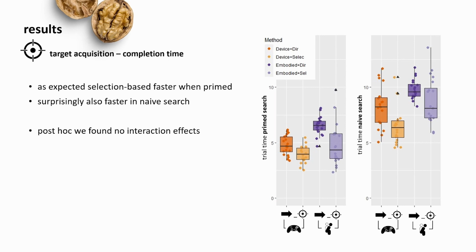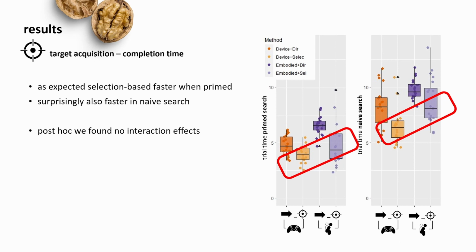Last and maybe most interesting, the task performance looked the following. On the left, there are the results for the primed search task, and on the right, for the naive search task. As expected, the selection-based pointing methods were faster in the primed search task. Surprisingly, the exact same pattern is mirrored in the naive search task as well.